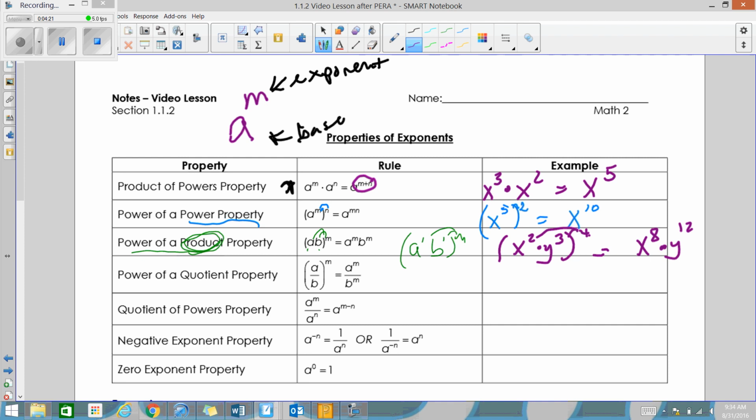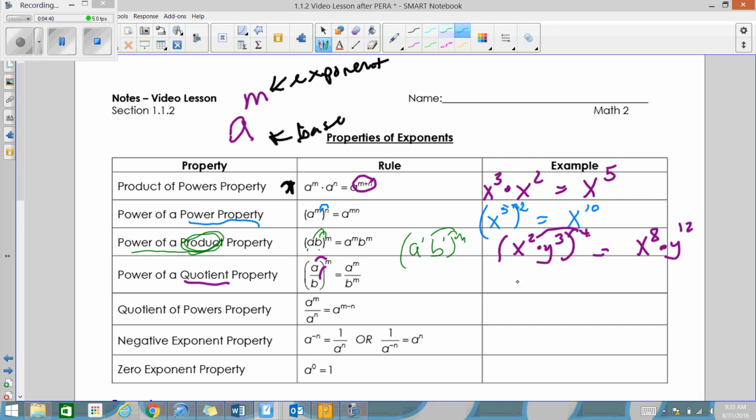So now, power of a quotient. Quotient means division. So anytime you have two terms being divided by each other with different bases, but raised to an exponent similar to the last one, you distribute that exponent on the outside of your parentheses to both the numerator and the denominator.